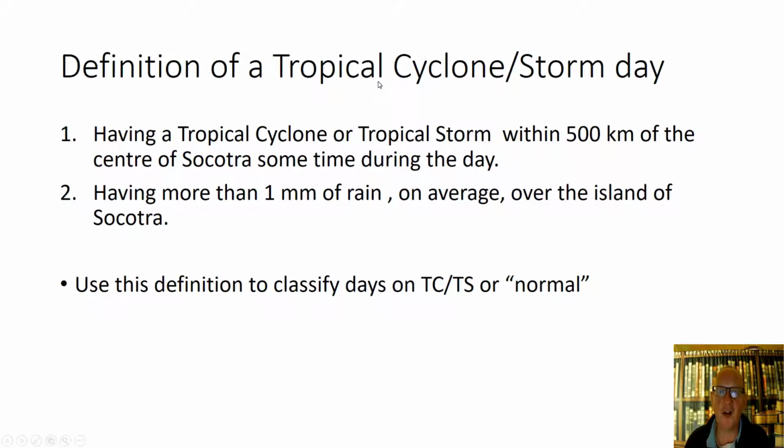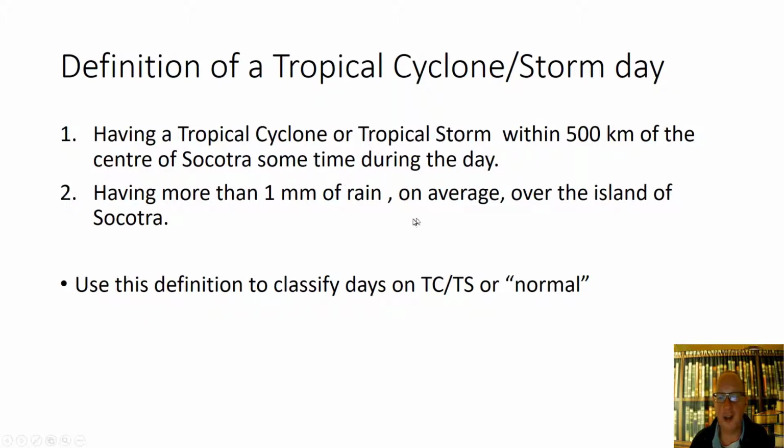So I'm going to define a tropical cyclone or tropical storm day. So we have a working definition. I define a day by 2 conditions, both of which must be true. Having a tropical cyclone or tropical storm within 500 kilometers of the center of Socotra sometime during the day, so in any 24-hour calendar period. And also having more than 1 millimeter of rain on average over the island. So we think about the average rainfall over the island, it must be more than a millimeter, and there must be a tropical cyclone or tropical storm within 500 kilometers. And I use this definition to classify days as either tropical cyclone, tropical storm, or normal.